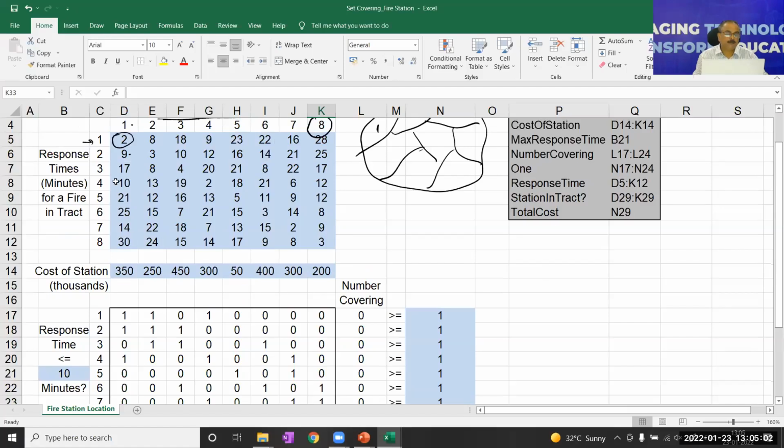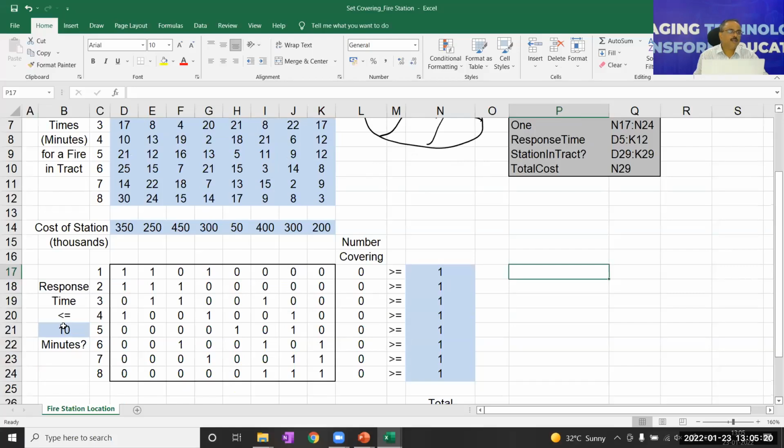For example, here the distance is 2 minutes, so we can locate the station in this tract. Here the distance is 8 minutes, so we can locate it here. The distance here is 18 minutes, so we cannot locate the fire station here. So based on the response time involved, you may decide whether the fire station can be located or not. So it's a yes/no decision.